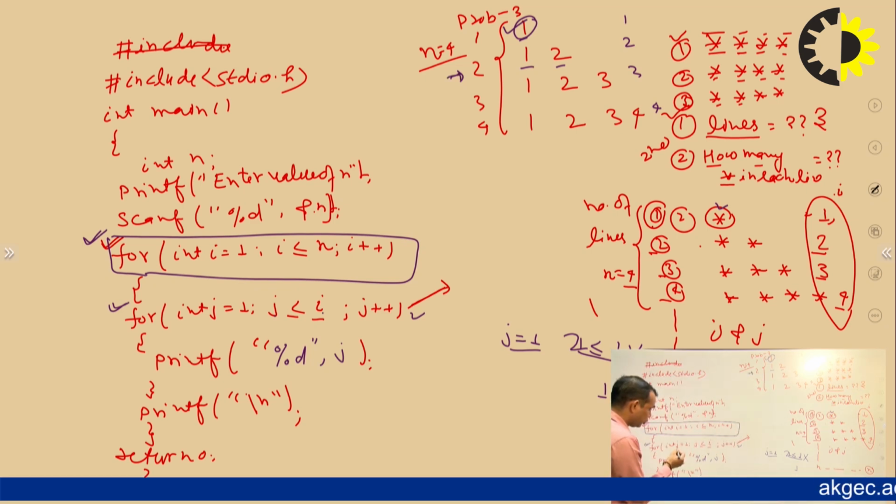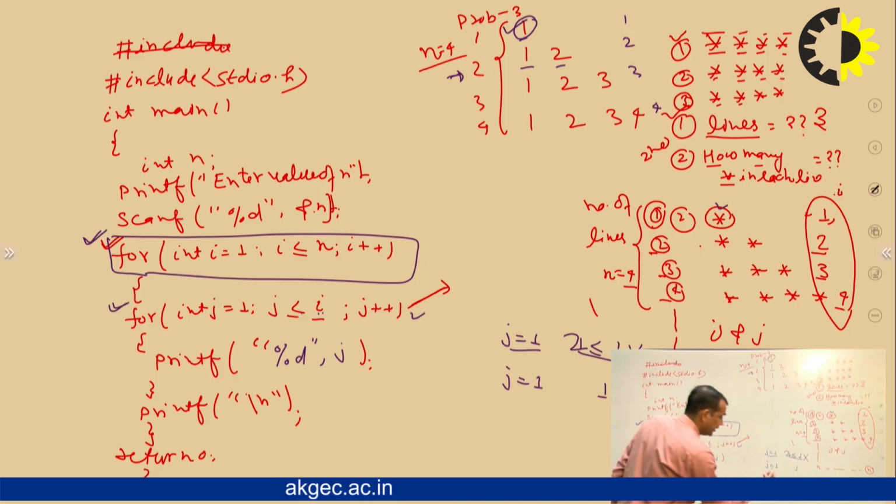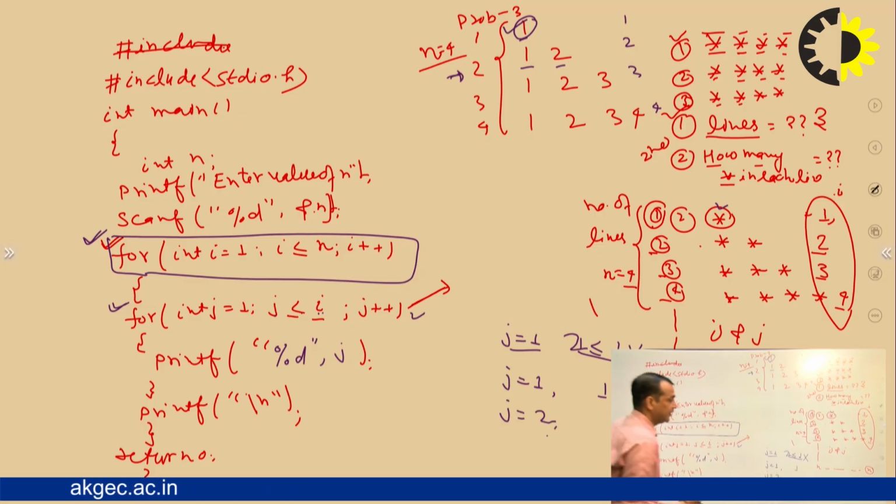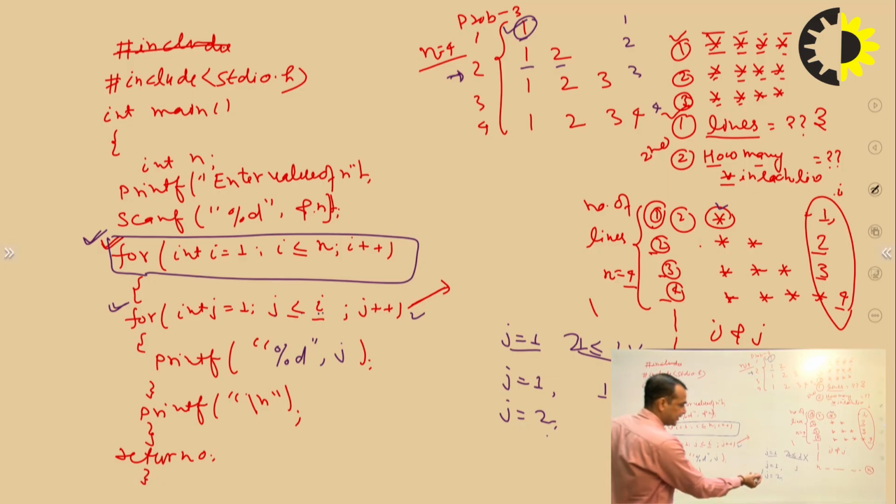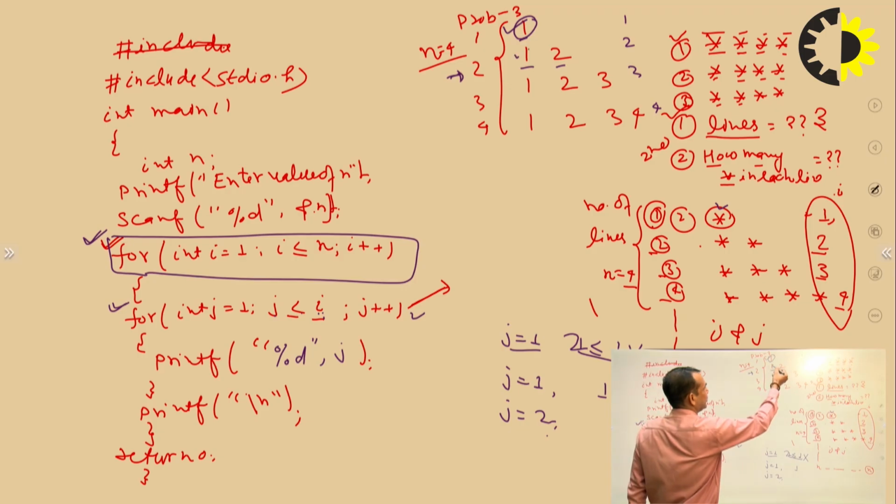When i equal to 2, how many times will j execute? j will execute for j equal to 1 first. Since j is less than or equal to i, and i is 2, j will execute for j equal to 1 and j equal to 2. That means j executes 2 times, and we print the value of j. First, when j is 1, 1 is less than or equal to i, so we print 1.